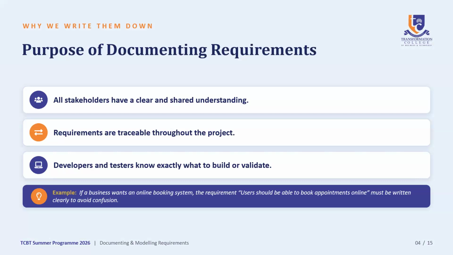The requirements are also traceable throughout the project. Developers and testers know exactly what to build and validate. So an example here says, if a business wants to book an online booking system, the requirement should be, users should be able to book appointments online without it being written clearly, which causes confusion. To correct this example, the requirement should be, users shall be able to book appointments online. And it must be written clearly, like I said, to avoid any confusion.